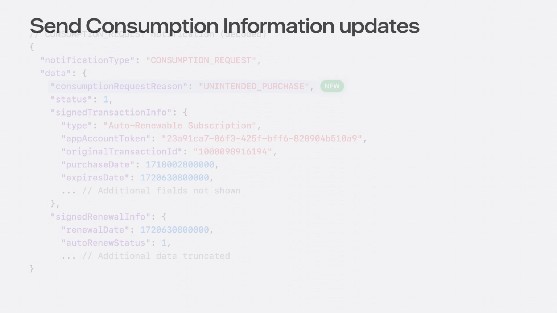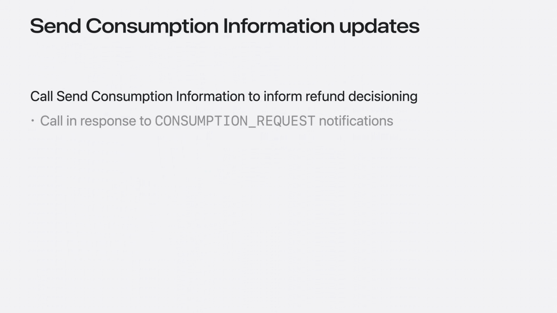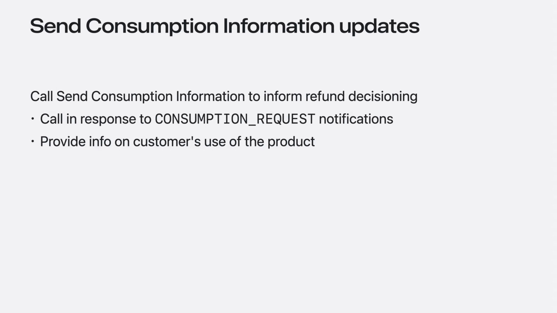We also have updates for the process of responding to consumption request notifications. When you call Send Consumption Information, you provide contextual information about the purchaser's use of the product. But we want you to take a more active role in the decisioning process, if you choose.